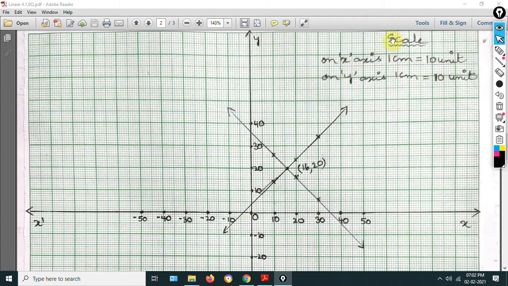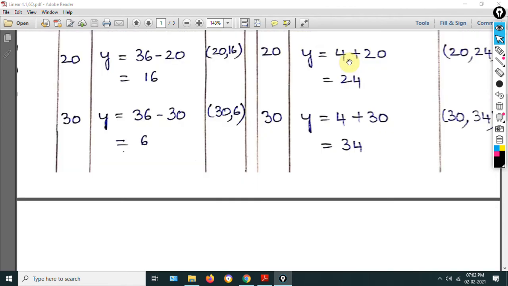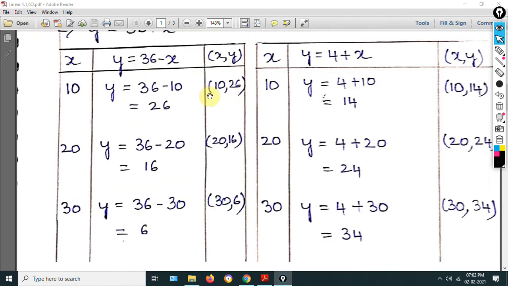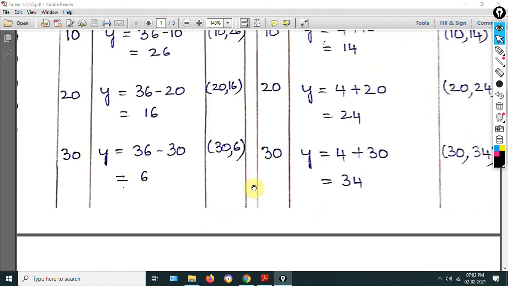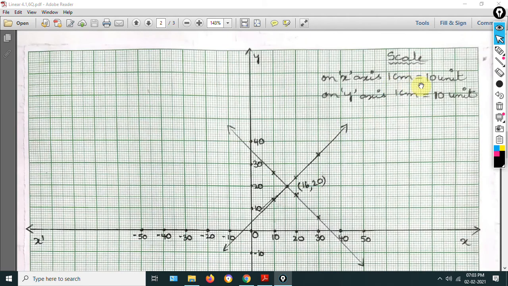Okay. Now we have to take the scales. Scale means how much we should increase from one box to the next box. We have to see that. So first we will see the x and y values, how much we are getting. The x and y values are 10, 26, 20, 16, 36. Here also 10 comma 14, 20 comma 24, 30. So these are more values, greater than 10. Somewhat less, 6, but almost all the values of x and y are greater than 10. So I am taking the scale as 1 centimeter equals 10 units.